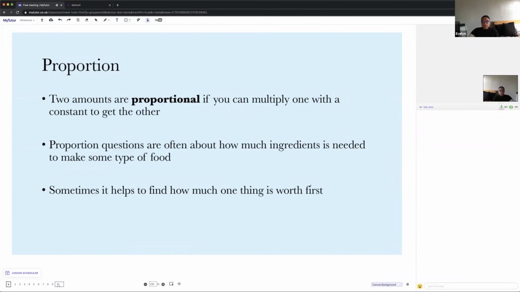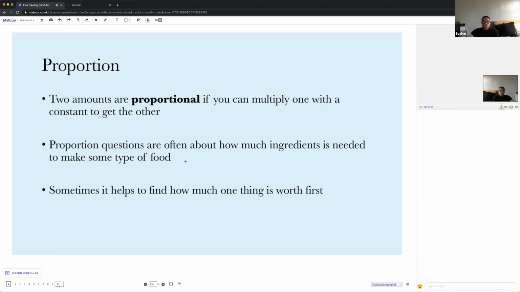Now, just for time, I will look at your questions in a second, but we're going to move on to proportion. Now, two amounts which are proportional, you can say that you can multiply one with a constant and get another one. We'll go through an example in a second of what I mean by that.